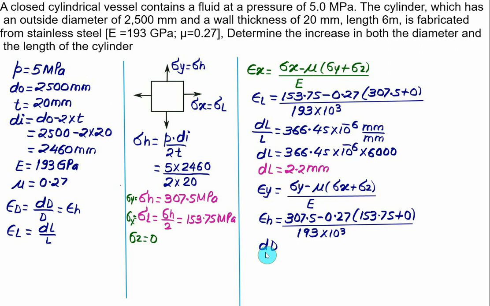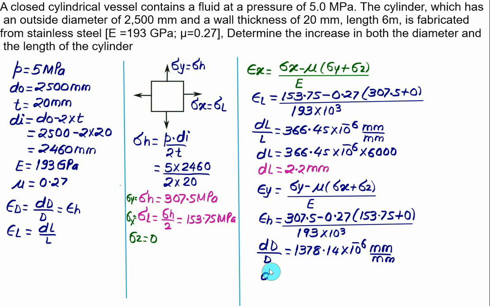So we have change in diameter divided by original diameter. On the right hand side we will get the hoop strain as 1378.14 into 10 to the power minus 6. The unit of strain we can write as mm per mm.